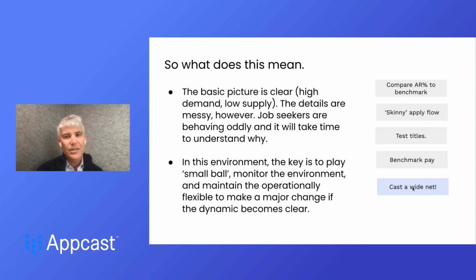Focus on the things that we as recruiters can control, and not try to reinvent the recruiting system that you've got, not try to make big giant bets, but actually try to play small ball to see if you can incrementally improve what's going on while we figure out why job seekers are behaving the way that they are. So how can you do that?